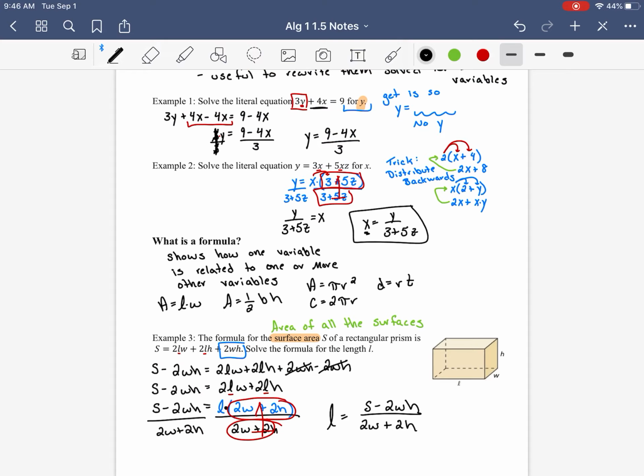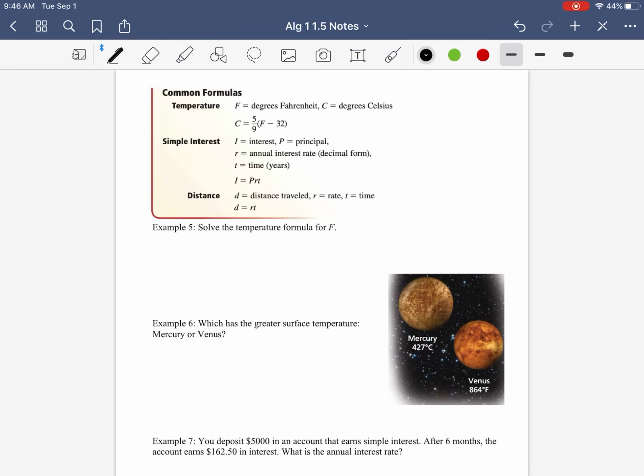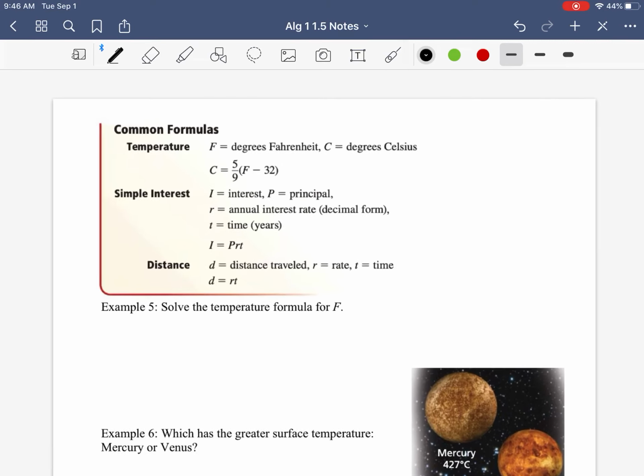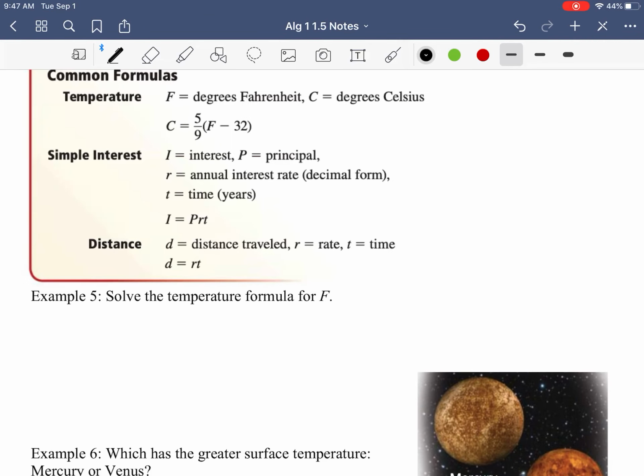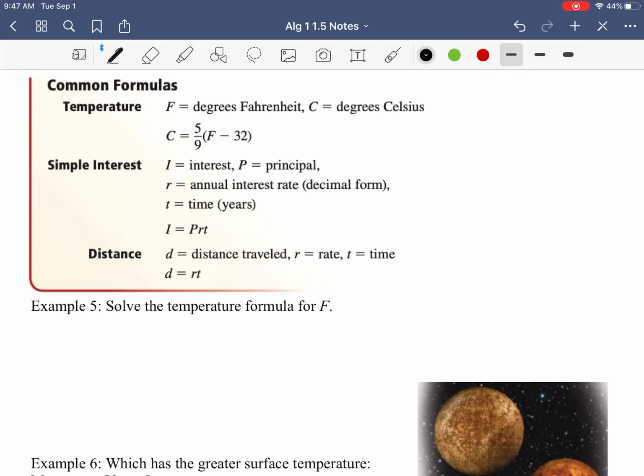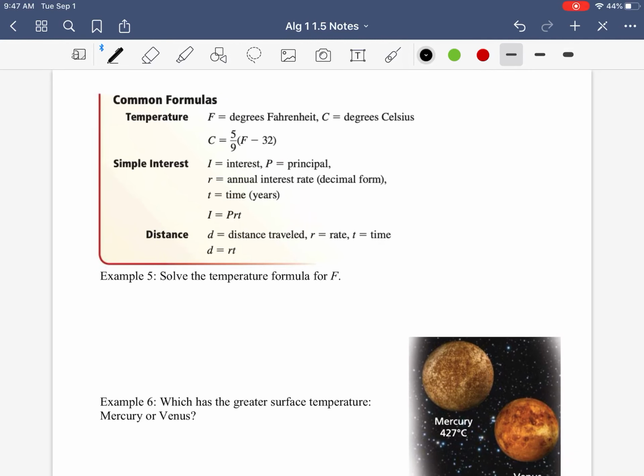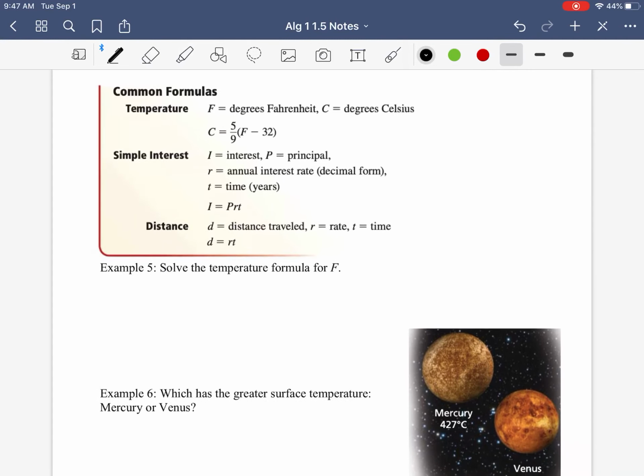Okay, you will not be asked to memorize any given formulas. If there are formulas that you will need on the quiz, I will have either a cheat sheet or just ask me what the formula is. So that way we can just use the formula that way.